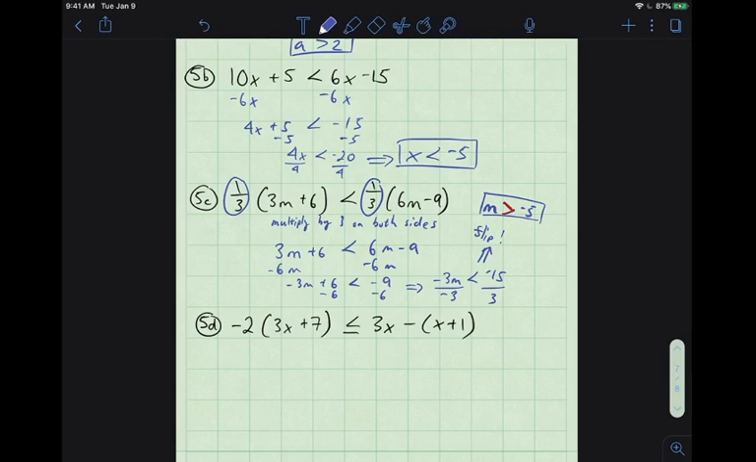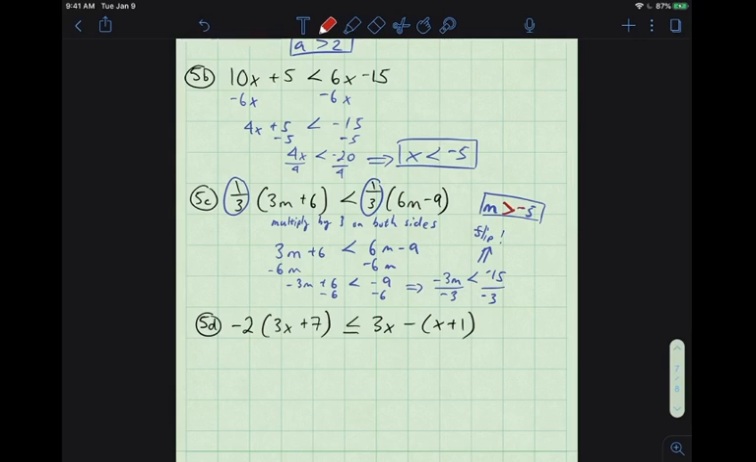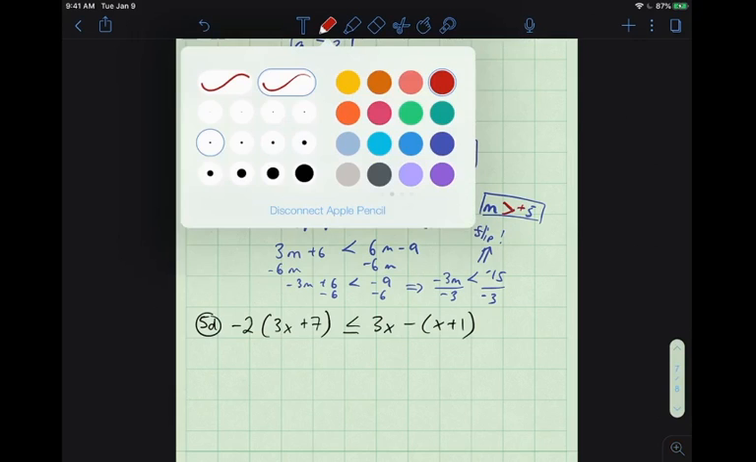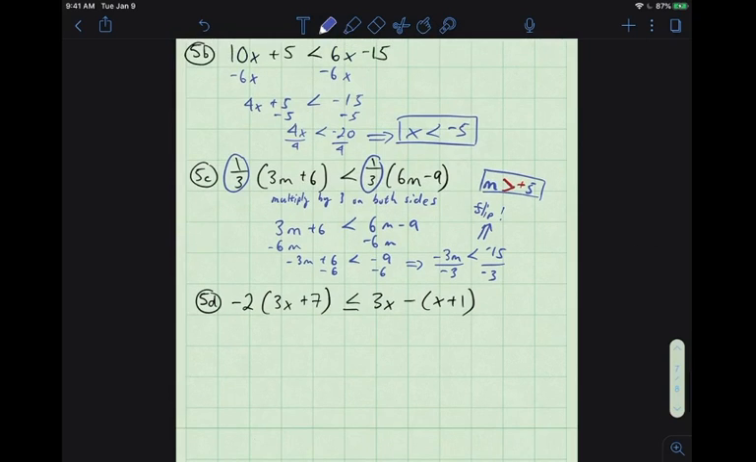Thinking, checking my work. Is it negative? Oops, should be positive. There we go, positive 5. My mistake.